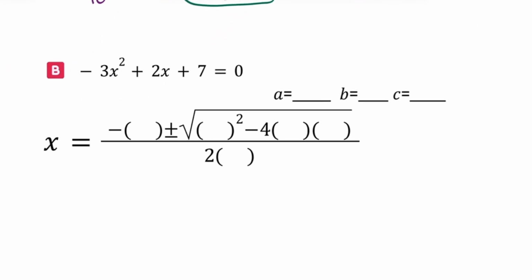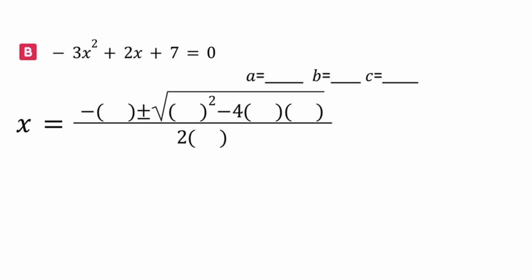Going on to example B. Once again, for example B, we have all of our terms on the left. Our coefficients are negative 3, 2, and our constant is 7. So we have a is negative 3, b is positive 2, and c is 7. Filling in our quadratic formula, negative b plus or minus the square root of b squared minus 4 times a times c all over 2a.